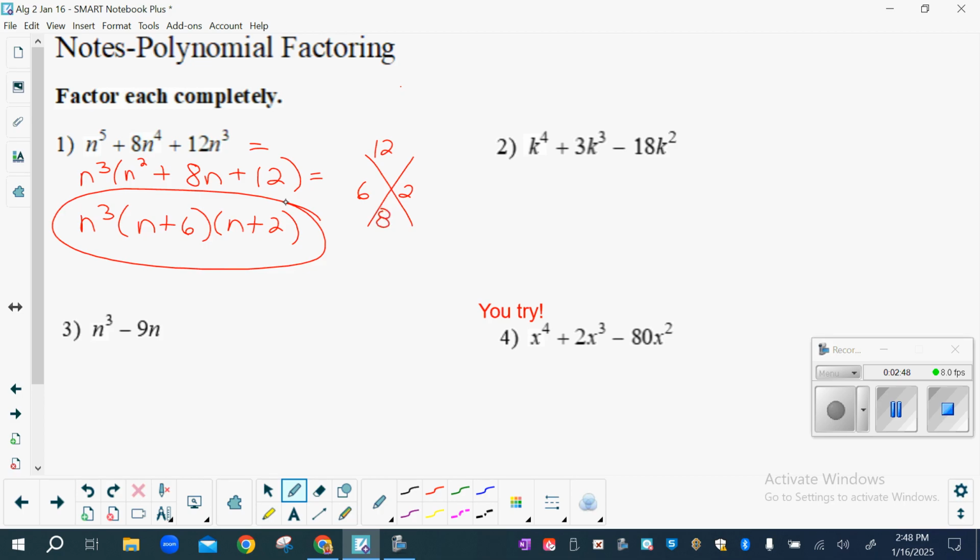Okay, number 2. What's our greatest common factor in number 2? K squared. So what are we left with when we take out k squared here?